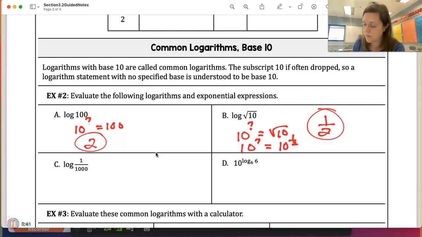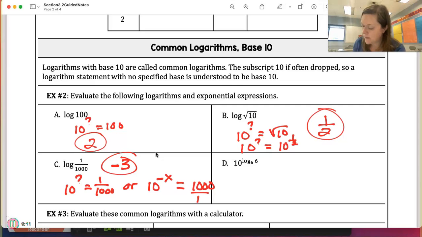For C, we know that's going to have to be a negative, right, to send it down. So 10 to what power is 1/1000? Or 10 to what negative power, maybe I should be putting x's in here, is equal to 1,000 over 1, right? So wouldn't that be negative 3? Yeah, negative 3. Here we have a log base 6 of 6. Isn't that just 1? So that becomes 10 to the 1, which is just 10.